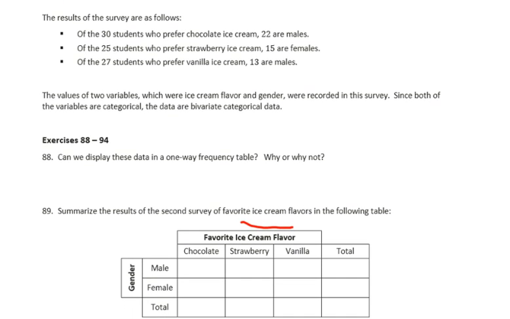30 students who prefer chocolate ice cream, 22 are males. 25 students who prefer strawberry, 15 are males. And 27 students who prefer vanilla, 13 are males. So they're recorded in the survey. So we're going to fill in the table down below here.